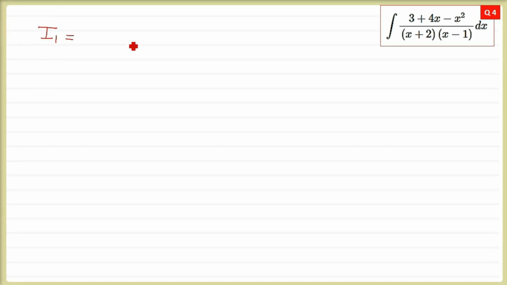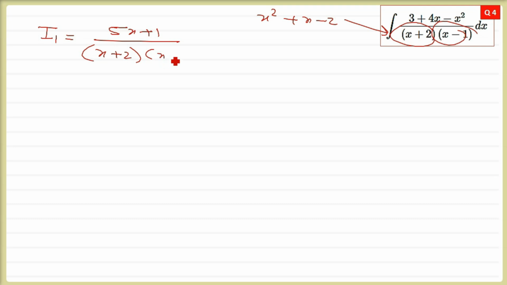So this I1 has come as 5x plus 1 divided by x square plus x minus 2. We have already done that. I assured you that we are going to use this. But we need to use the factor, and factor is already there with us. So this ax plus b divided by some form of quadratic equation will give you a divided by x minus 1. You can write it like this. A divided by x minus 1 and b divided by x plus 2.